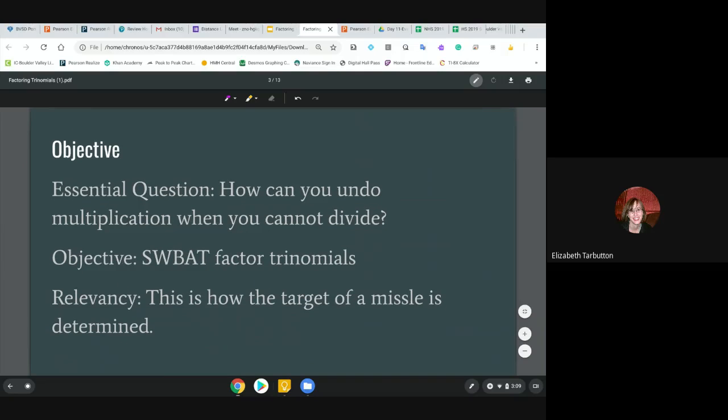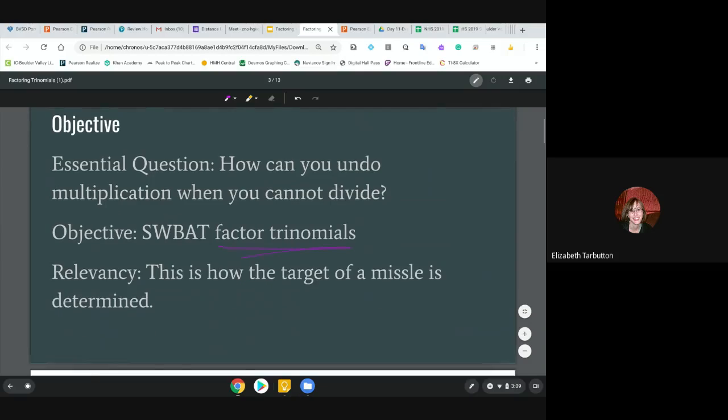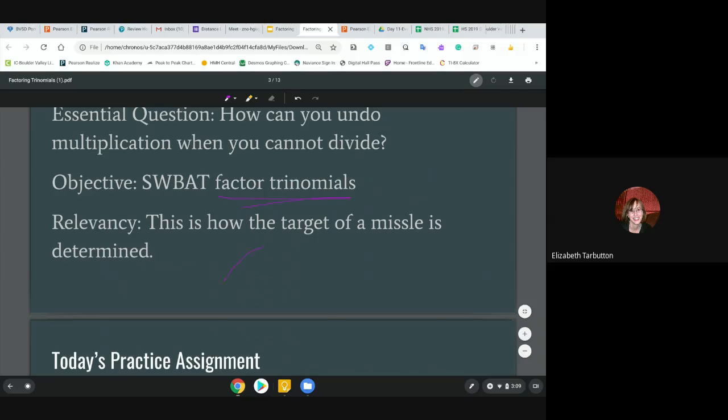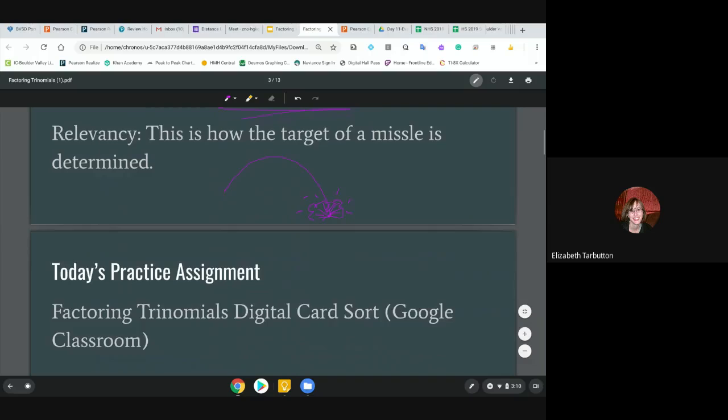Essential question: how can you undo multiplication when you cannot divide? So we were looking at multiplying polynomials and how can we undo that when we know that we can't divide because we've already combined like terms, so we can't just directly divide. So the goal for today is to be able to factor trinomials. This is actually how the target of a missile is determined. So somebody shoots a missile in the air and it explodes somewhere, and that somewhere is actually determined by a factoring process. So hoping that missiles go to the right place and not the wrong place is all about factoring.